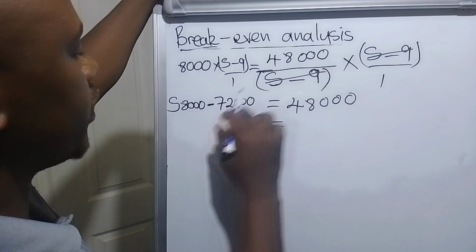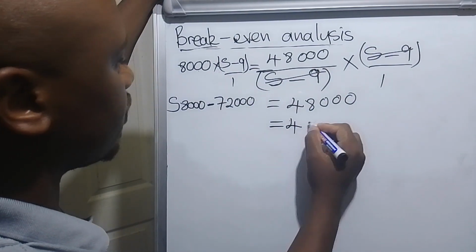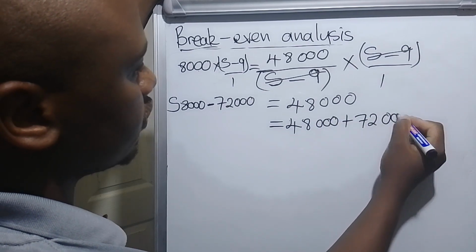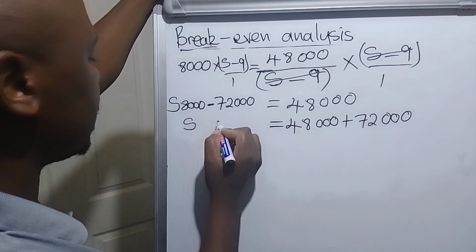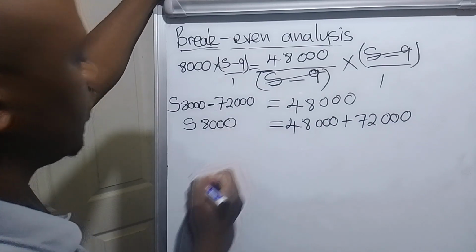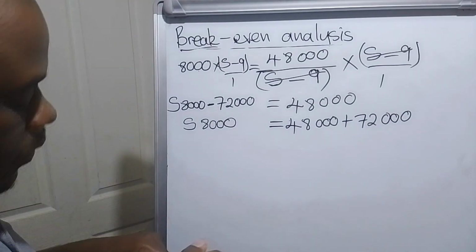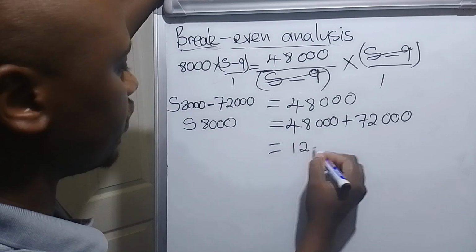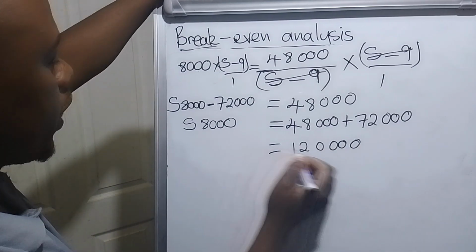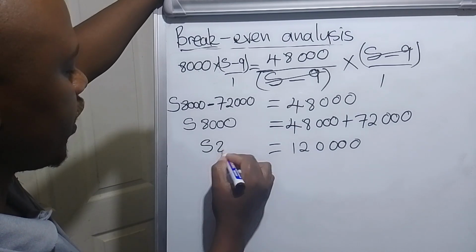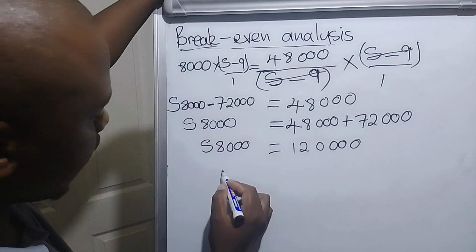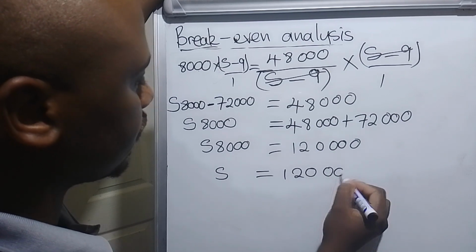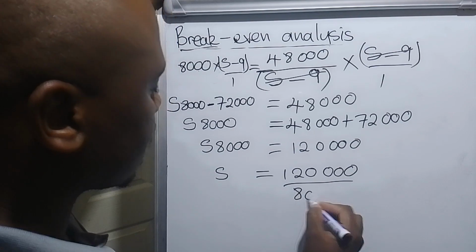Okay, so this one we take it to that side, we'll come up with 48,000 plus 72,000, which will be equal to S 8,000. Okay, so let's move on. Going down, 48,000 plus 72,000, we get 120,000. So 120,000 is equal to S 8,000. Then S will be equal to 120,000 divided by 8,000.